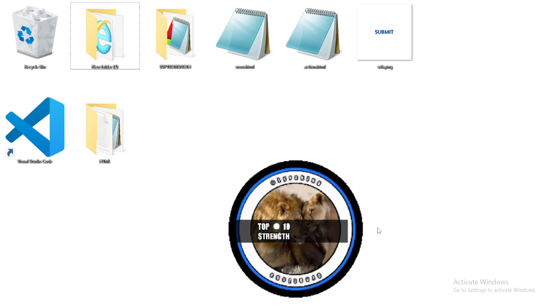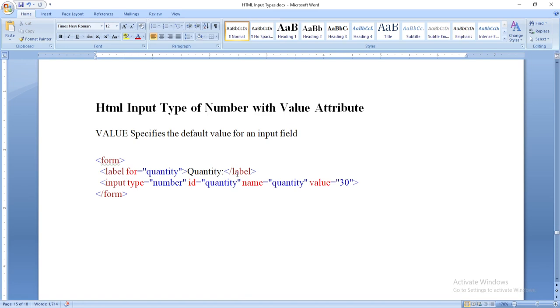Welcome back everyone. Quickly, let's continue our discussion on HTML input types, and right now we'll be discussing the HTML input type of number with value attribute. The value attribute specifies the default value for an input field. So I'm going to show you how this works quickly. So let's get back to our document.